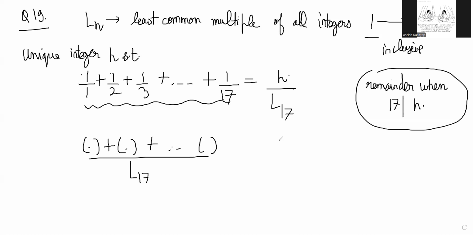Okay, so think about it. How can we find the LCM of numbers from 1, 2, 3 till 17? What is the method? If you know the general method of finding LCM, you can easily find this LCM.